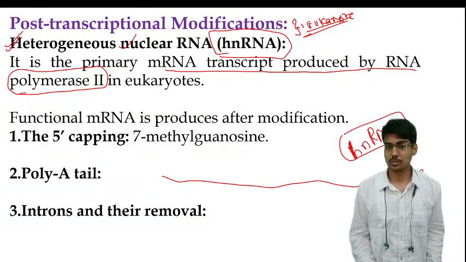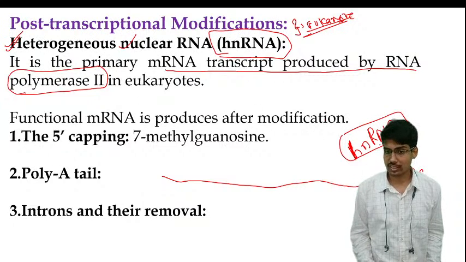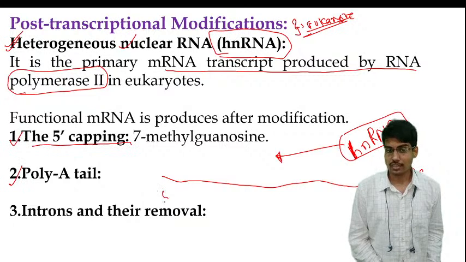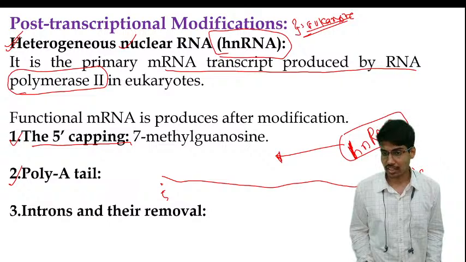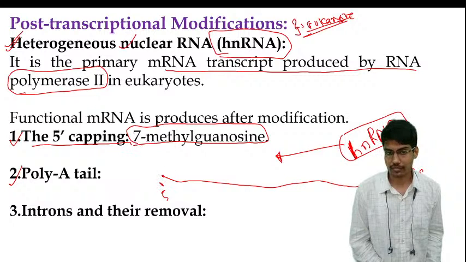So what processes are going to happen? The functional mRNA is produced. This is a kind of inactive RNA, so its conversion to functional RNA occurs with the help of processes like 5' capping. What does that mean? Suppose this is the 5' end of this RNA and this is the 3' end. Then a 7-methyl guanosine group is added to this 5' end. That is called 5' capping.